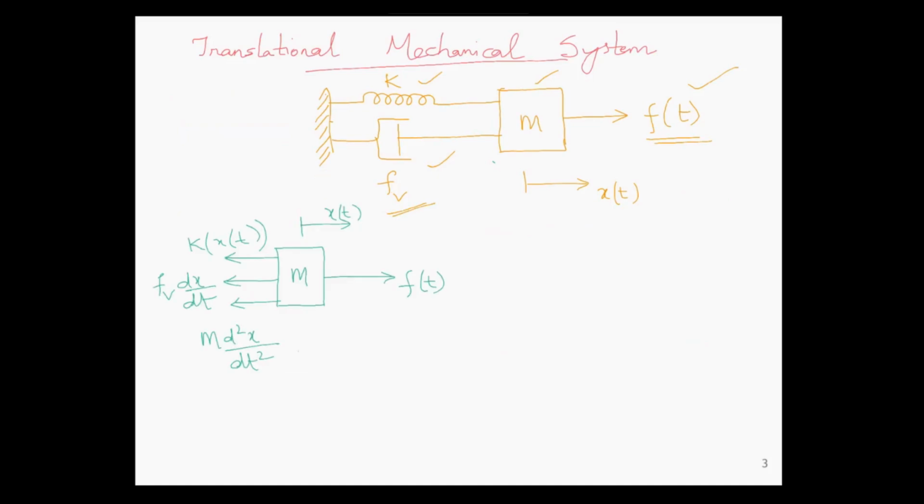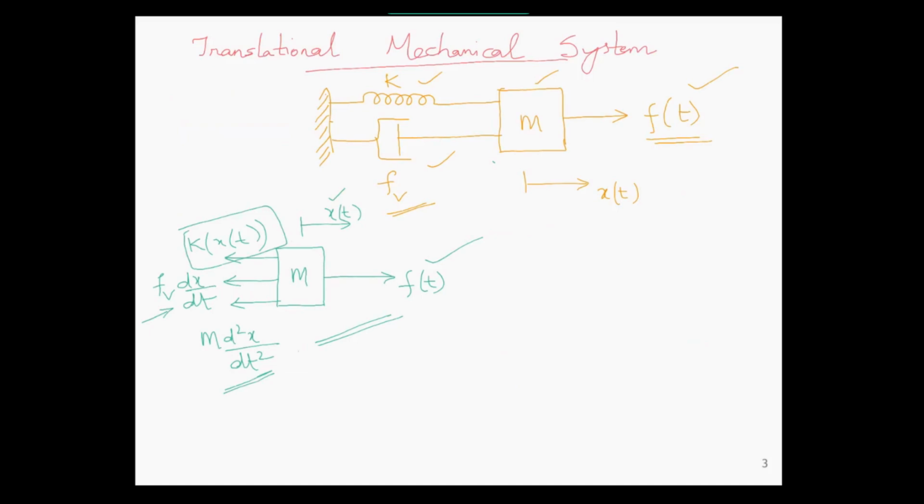Before modeling the mechanical system, we draw the free body diagram. The free body diagram of the mass spring damper system is a diagram which shows all the forces acting on that mass. So f of t is the applied force and the mass is moved a distance of x of t. Now the force on the spring is k x of t. The force on the damper is Fv dx by dt, and the force on the mass due to the mass itself is m d square x by dt square.